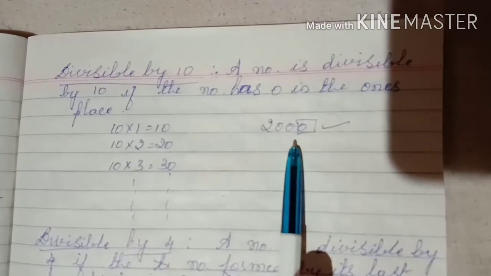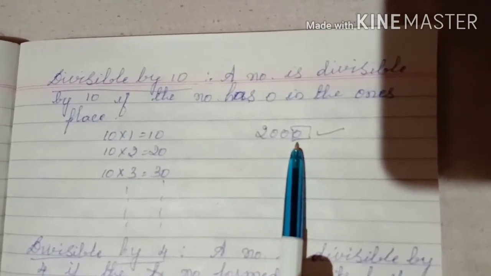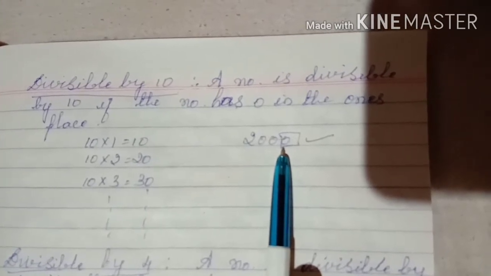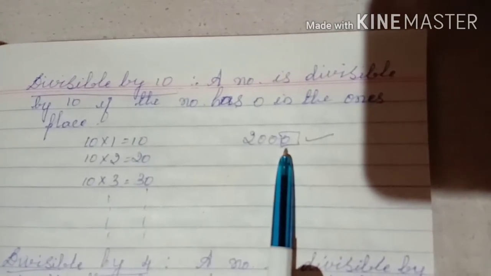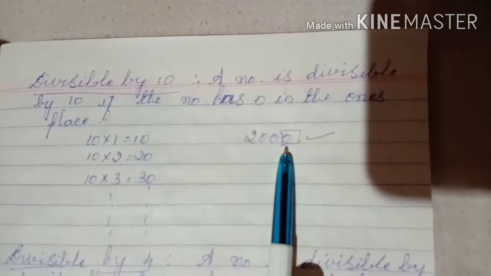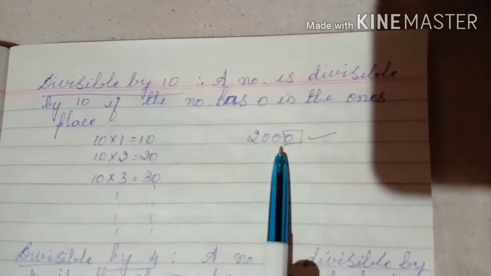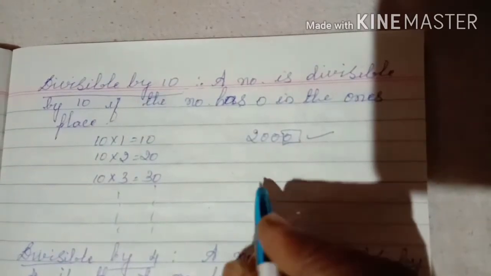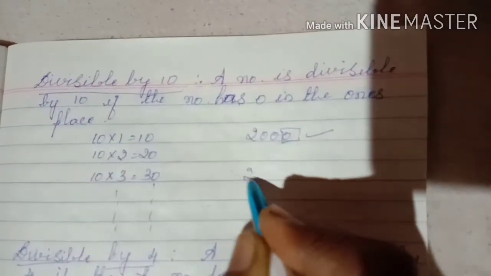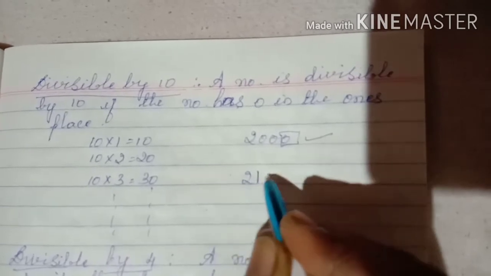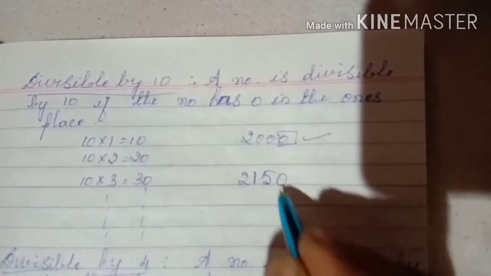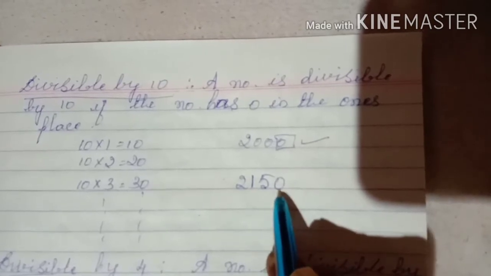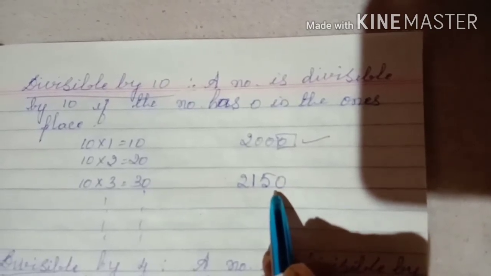In 2000 the last digit, our units digit, is 0. So if it has 0 in its units place, then that number is divisible by 10. 2000 is divisible by 10. Like that, many numbers, 2150 is also divisible by 10. Why? Because the last unit digit is 0.